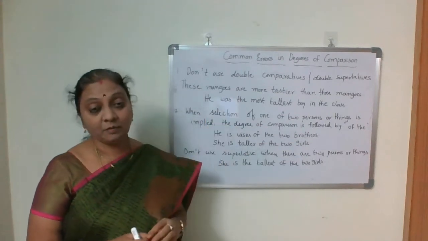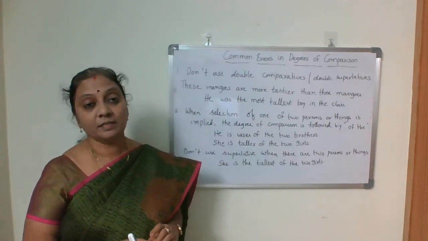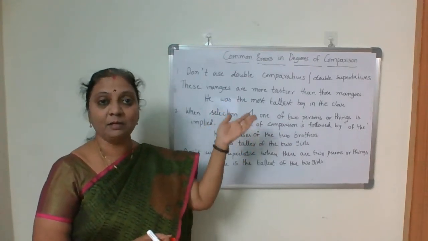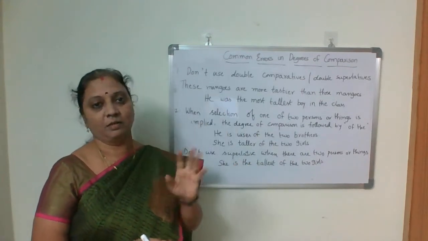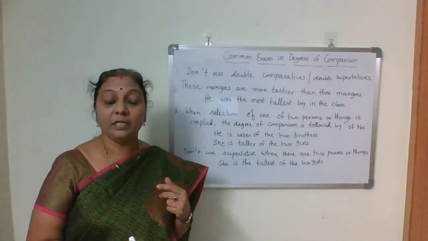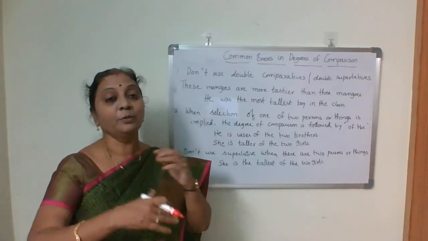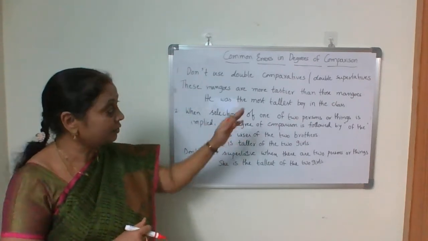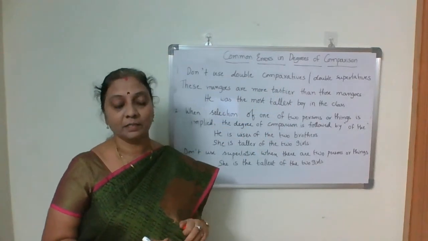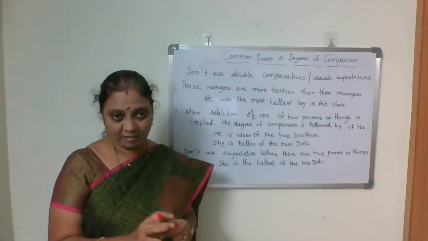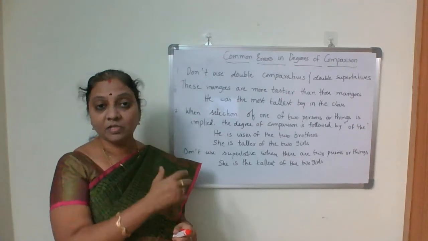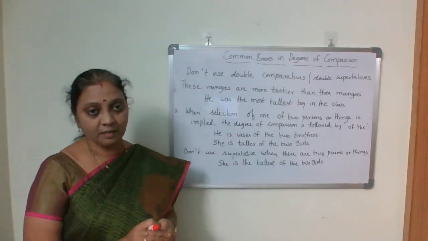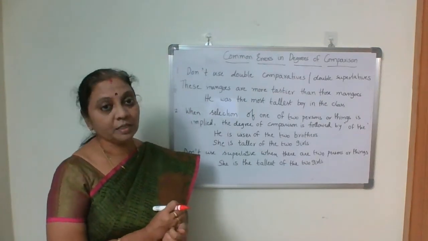So far as degrees of comparison is concerned, we discussed the formation of degrees, its different forms, its regular, single syllable and ending with Y, different formations we observed. And then we learned even transformation of degrees of comparison, how do you transform from one degree to another degree. That we learned. And today, the same topic, degrees of comparison, we just learn the common errors. What are the common mistakes the children do so far as this topic is concerned in degrees of comparison? What are the common errors the children make? So we learn about that.